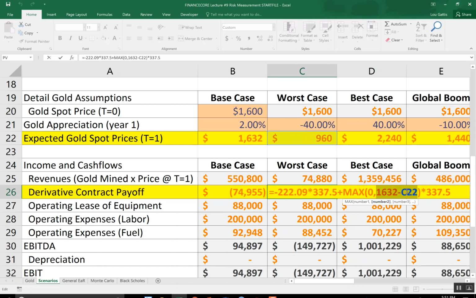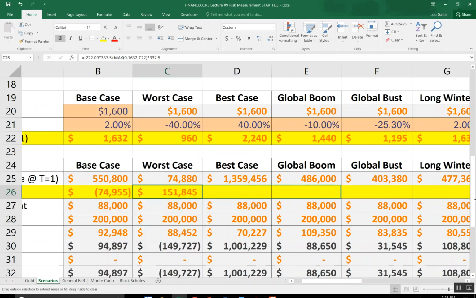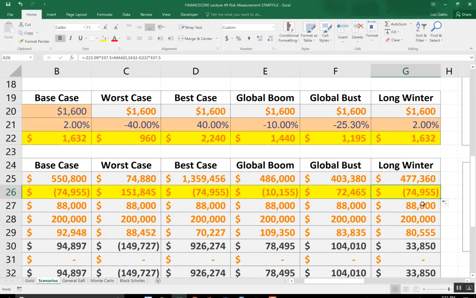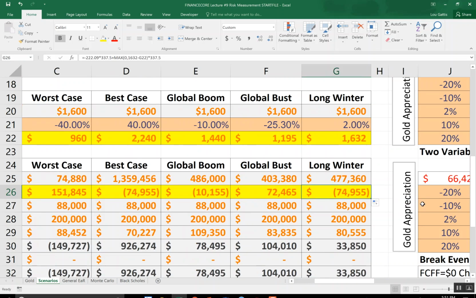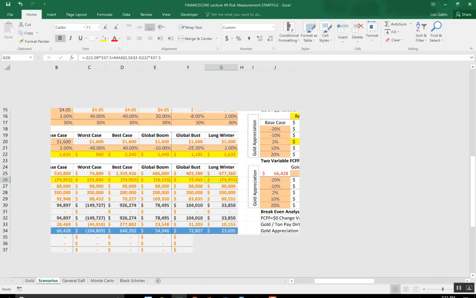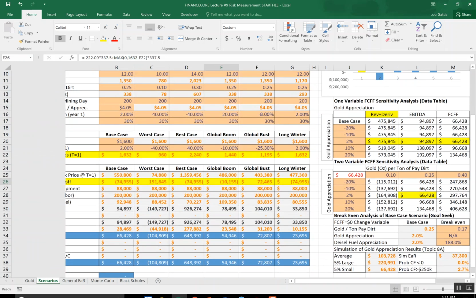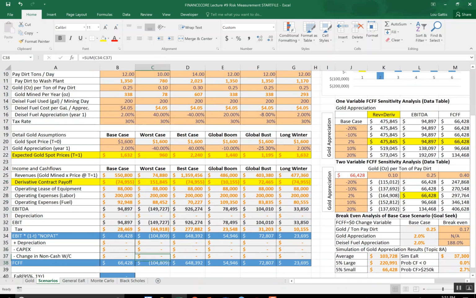So it's as if his counterparty, the person he bought the put option from, sends him a check for the difference of 16.32 minus 960 times the 337 ounces. So after the premium, that means he gets a net check of 150. I'll copy this over, and these are all the payoffs plus the profits, or net of the cost of the option. And then you can see that my worst case isn't so bad because I get this check when gold prices fall.